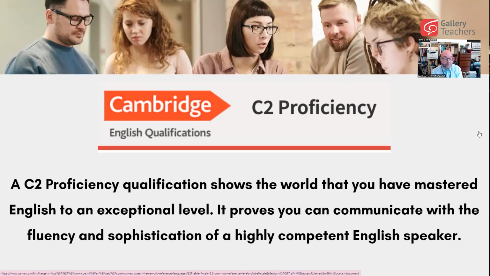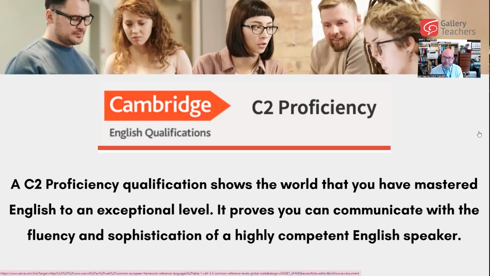It proves that you can communicate with the fluency and sophistication of a highly competent English speaker. And I think this quotation is useful and important in 2 ways. Number one, it shows that you have reached an exceptional level, and therefore we can expect the number of speakers globally who have reached this level to be relatively small. Although, of course, within the teaching community, it's probably disproportionately large.